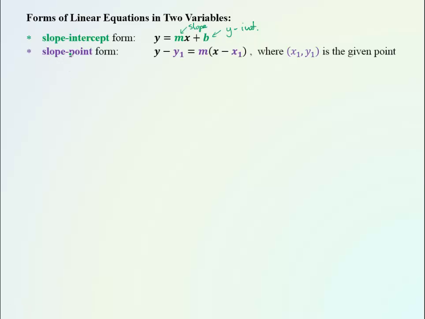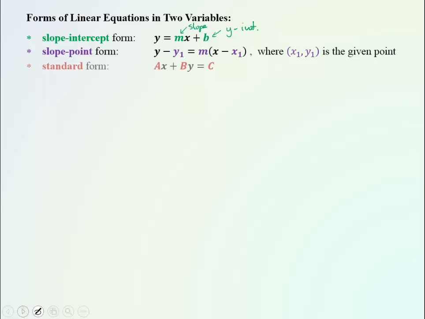For example, slope-point form. This is a very useful form when you have one point given and a slope given. To write the equation of a line, you just plug it into this formula and simplify a little bit. In this formula, x and y are variables, so you don't replace them. What you do replace is the coordinates of the given point, which is x1 and y1, and the given slope m.